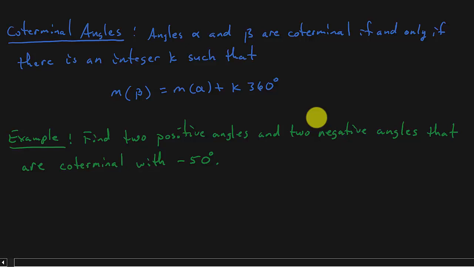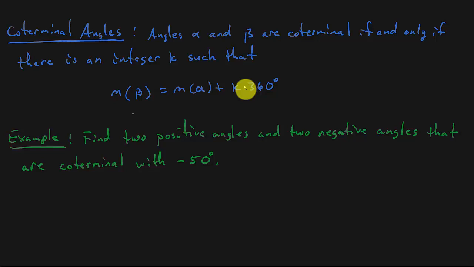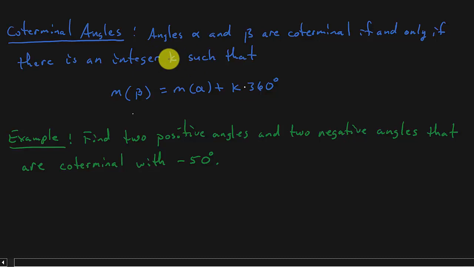Coterminal angles: angles alpha and beta are coterminal if and only if there's an integer k such that the measure of beta is equal to the measure of alpha plus k times 360 degrees. And there's a multiplication there. Okay, so we'll get back to this definition for coterminal angles. We'll talk about that in just a minute. When we get to an example, I'll explain it more.